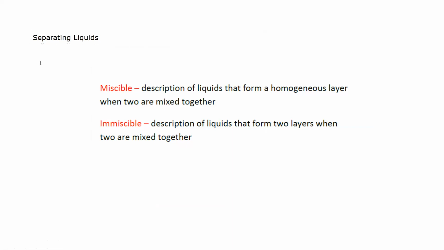Now, if we want to separate two or more liquids from each other, we have to check whether they are miscible liquids or immiscible liquids. Miscible liquid means the liquids which completely mix with each other and form a homogeneous layer. The term homo here refers to same, so homogeneous layer means same layer. For example, if you are mixing water with alcohol.